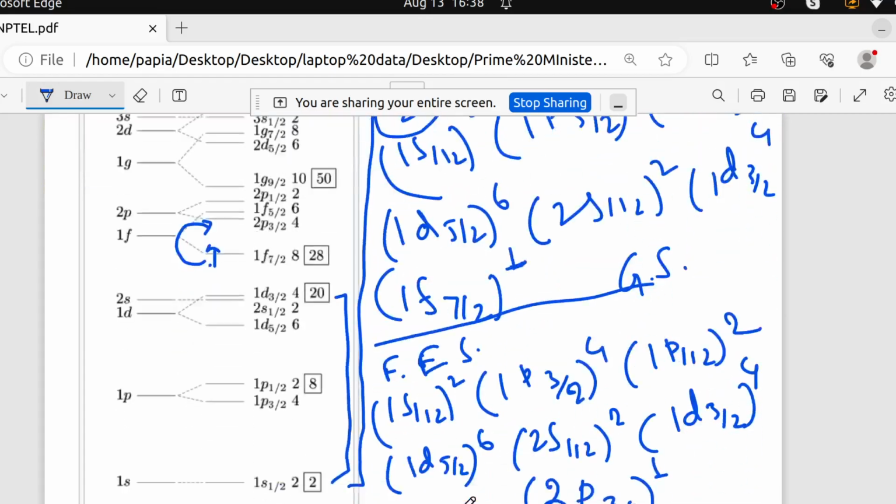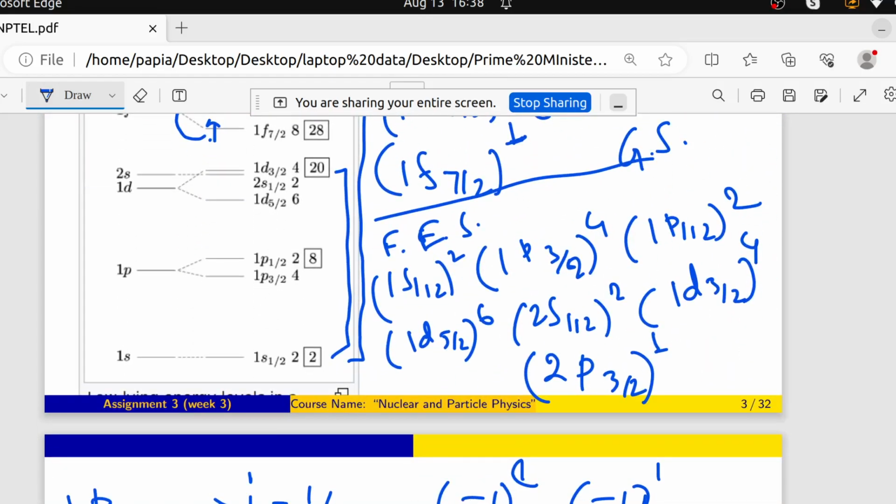Right. So in the first excited state, what will be the spin and parity? The spin will be 3/2 and parity will be minus 1 to the power L. L is p, which means L is 1. So minus 1 to the power 1 is negative. So 3/2 minus will be the value of J-P.